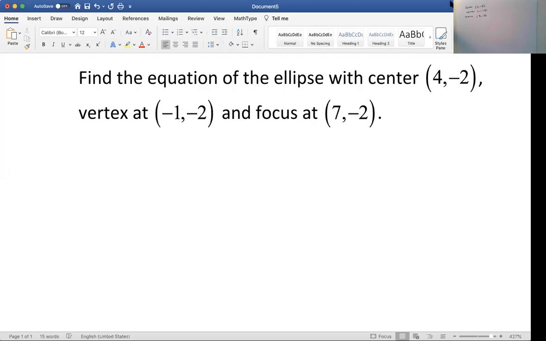So this question says, find the equation of the ellipse with center at (4, -2), vertex at (-1, -2), and focus at (7, -2). So I think I'd like to actually visualize this. Let's go ahead and graph it on Desmos and see what we can see.